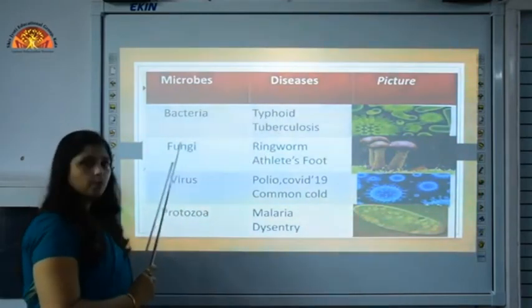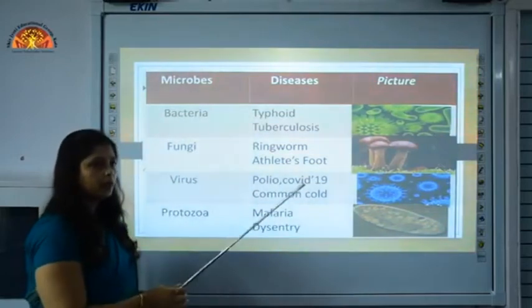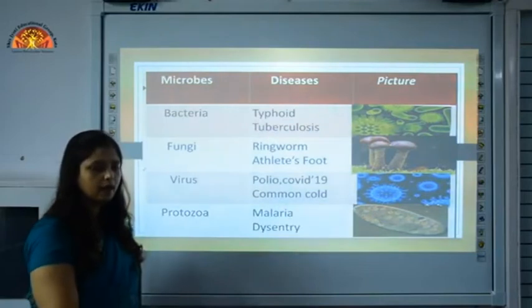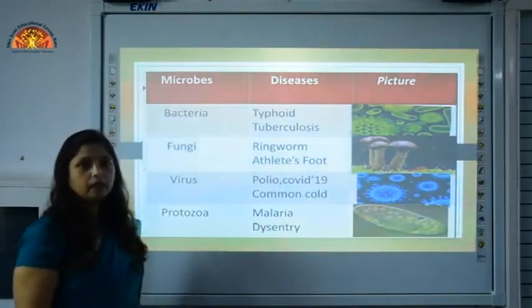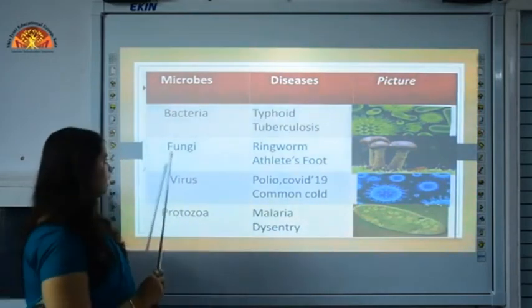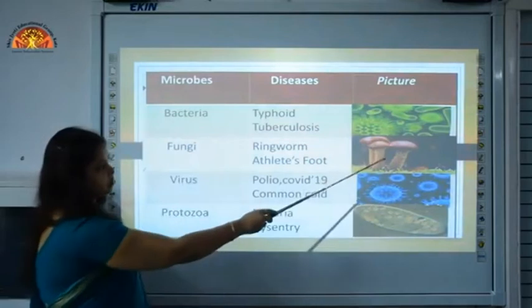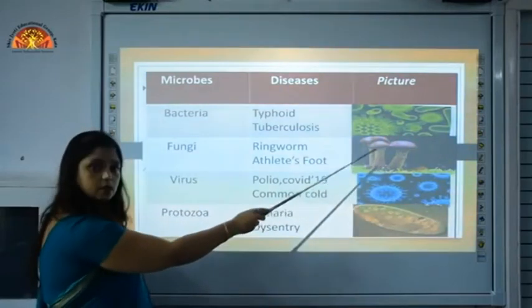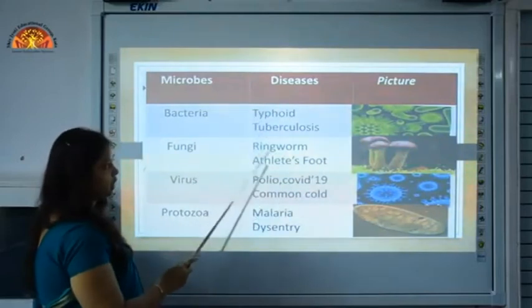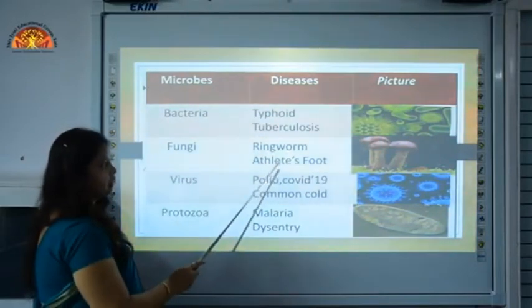Then fungi. Again, it is a type of microorganism. It grows on spoiled food items. If you put a bread outside for 2 days or some time, then it will get spoiled, it will get blackened. So the fungi develops over there. You can see the picture over here. Mushroom is also a type of fungi, and the diseases caused by fungi are ringworm, athlete's foot.